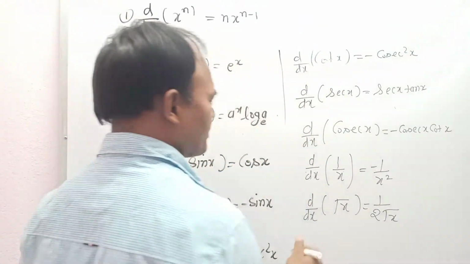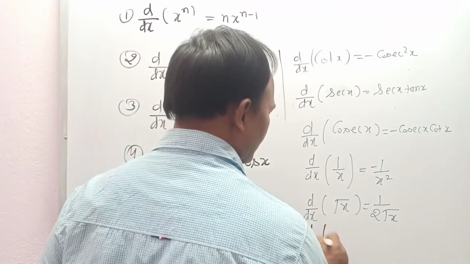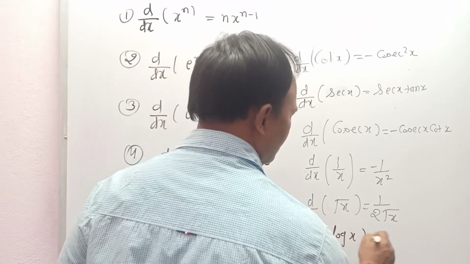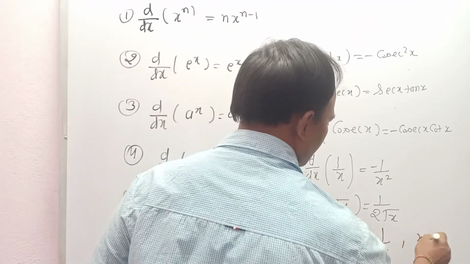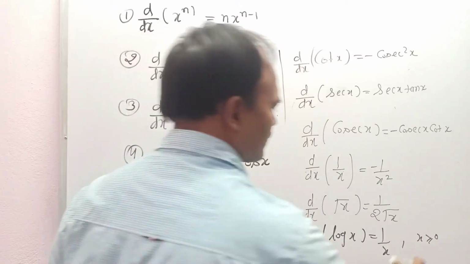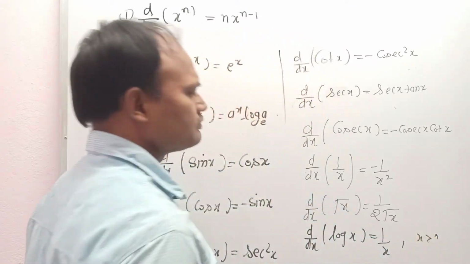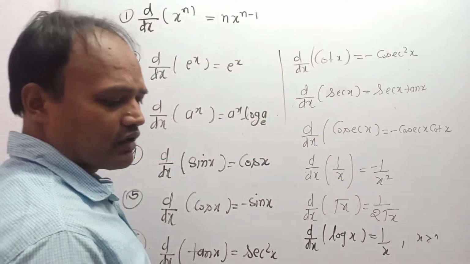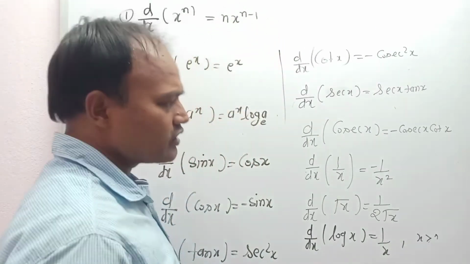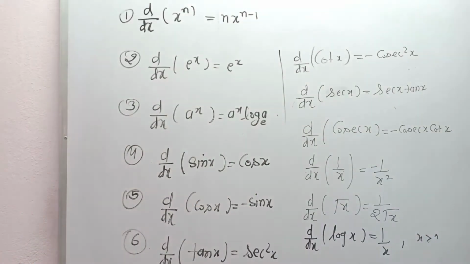Now next one is d by dx of log x. Log x means it is 1 upon x where x is greater than 0. Okay. Now we are taking some more formulas. What is the next formula?